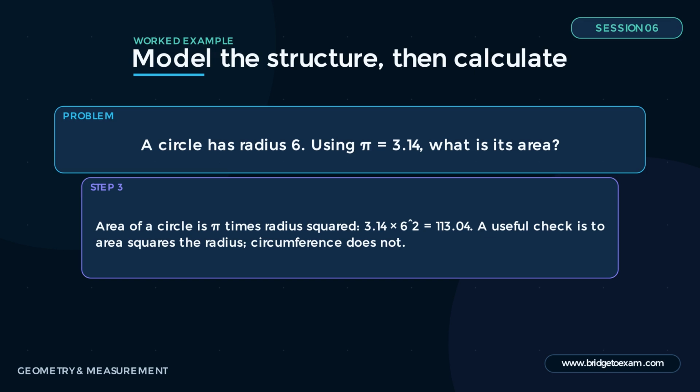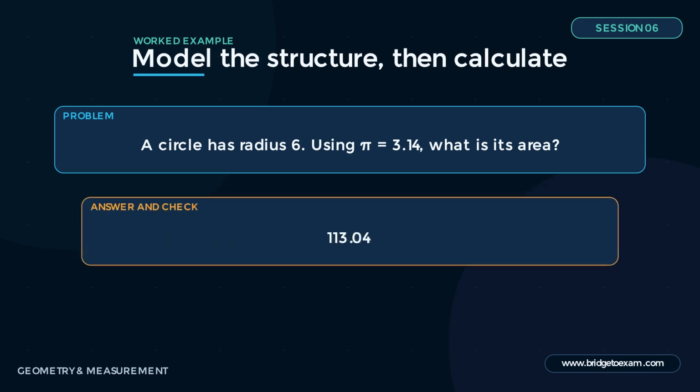A useful check is that area squares the radius. Circumference does not. The answer is 113.04. Now verify the result against the original wording. The quantity, numerical size, and unit must all make sense together.